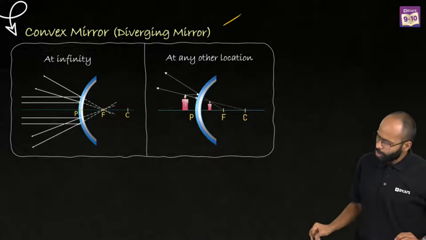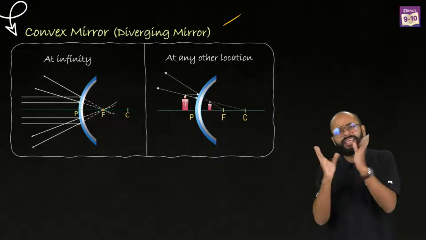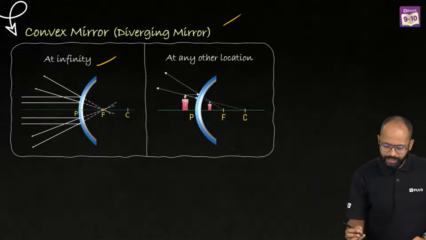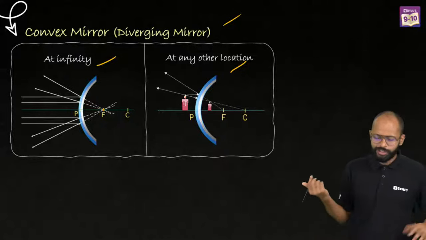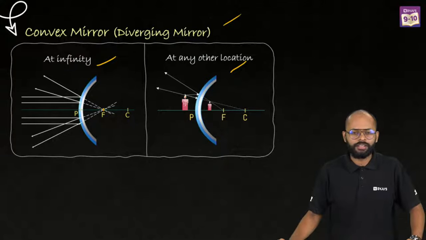Convex mirror, sir, convex mirror is very easy because it has no segregation. Iske andar case ek hi hai, always virtual, erect and diminished image, we all know it. Infinity pe highly diminished, any location pe virtual, erect and diminished, right? Haan, correct.